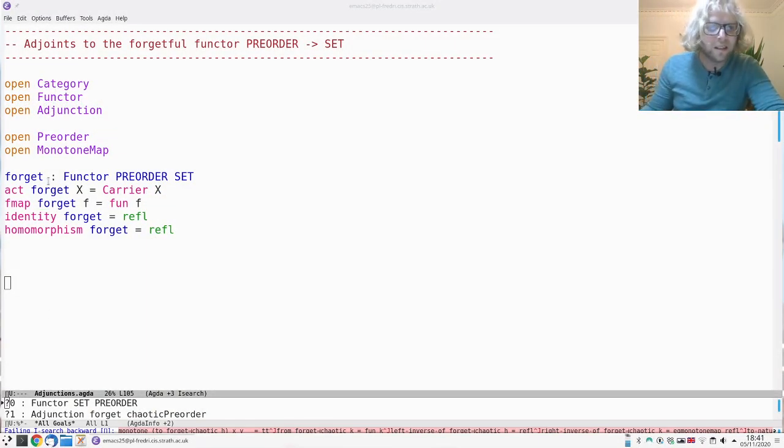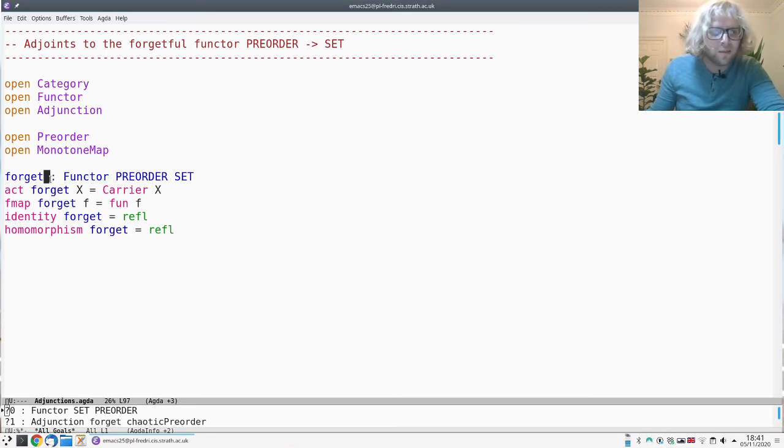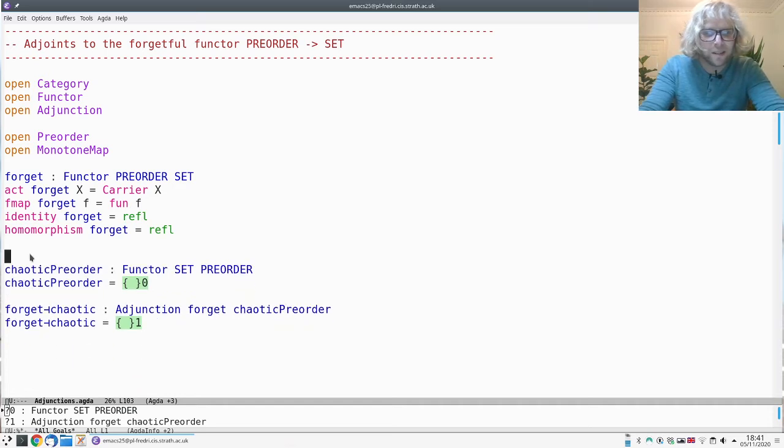So here I've already defined the forgetful functor. It's from preorder to set. On a preorder x, we just take the carrier as our set. And on a monotone map, we just take the underlying function. And then it's really easy to show that this preserves identities and composition. Okay, so now let's see if we can define this chaotic functor which goes the other way. So it takes a set and it makes a preorder where we want the relation to be chaotic.